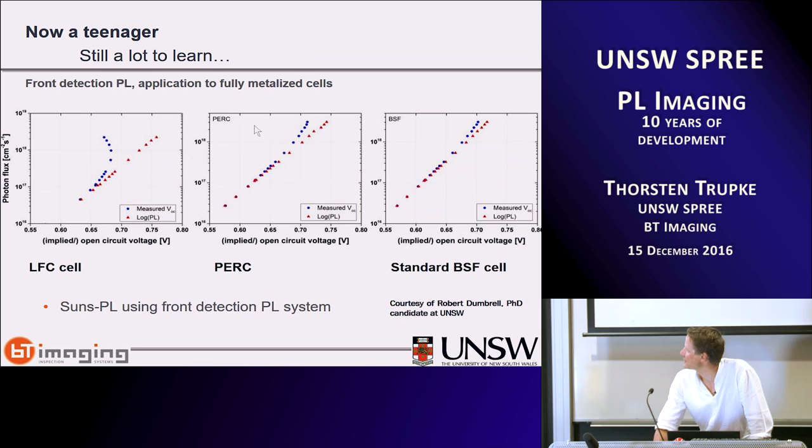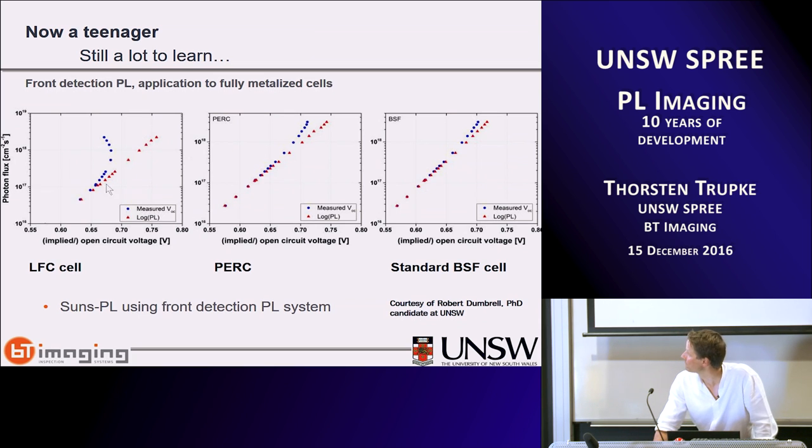What you see here is that this small effect that I'd shown you before on the slide actually becomes quite dramatic at higher intensities, and not just for some specially prepared cells, but on some quite normal PERC or standard BSF cells. We see this discrepancy between the measured voltage and the implied voltage that we get from PL, and this is quite interesting. It has a number of implications, one of them being that VOC measurements cannot be reliably interpreted in terms of lifetime measurements at high injection. That's something that we're currently exploring further, and hopefully there'll be some publications around this in the near future.